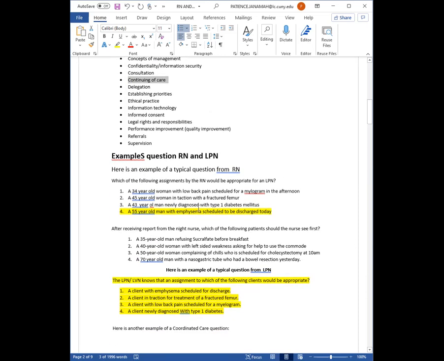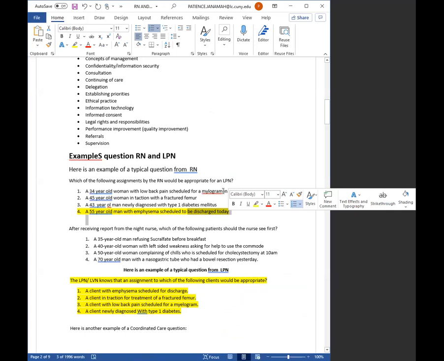Do you realize that this patient with the word discharged today will need a lot of teaching to do? And initial teaching is never done by the LPN. So the patient is stable, and the patient is ready to go home. But the patient ready to go home today, you cannot delegate that patient to the LPN because you have to do teaching. Okay. Sometimes it sounds stupid, but that's the fact.